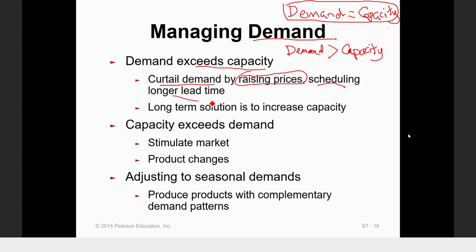Longer lead time. Maknanya kita menerima tempahan tetapi kita janji, okay, tak dapat hari ni, mungkin dapat 2 bulan lagi. Ni especially untuk produk yang bukan urgent. Okay, what happens when capacity exceeds demand? Apa berlaku? Capacity lebih daripada demand. Apa berlaku? Harga jatuh.